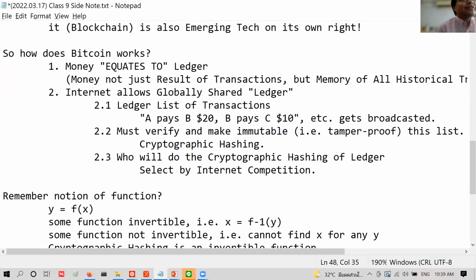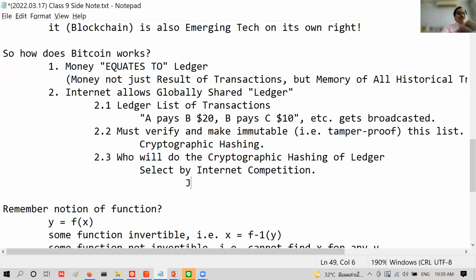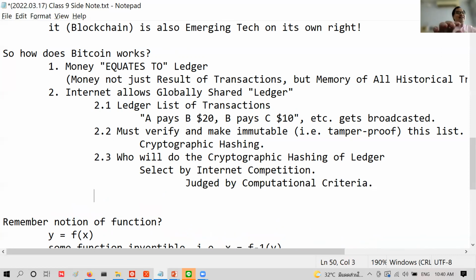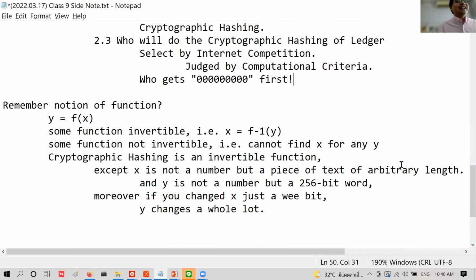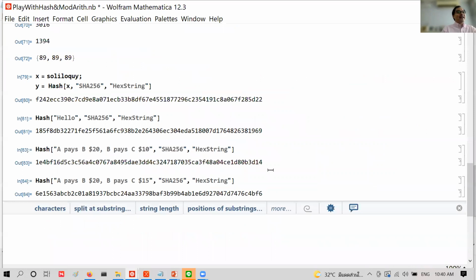Now, if you have internet competition and you have a judge, and the judge is the Bank of Thailand, then again you have a centralized system. So you can't do that. So internet competition is judged by computational criteria, and that criteria is who gets it first. In other words, this is how it works.